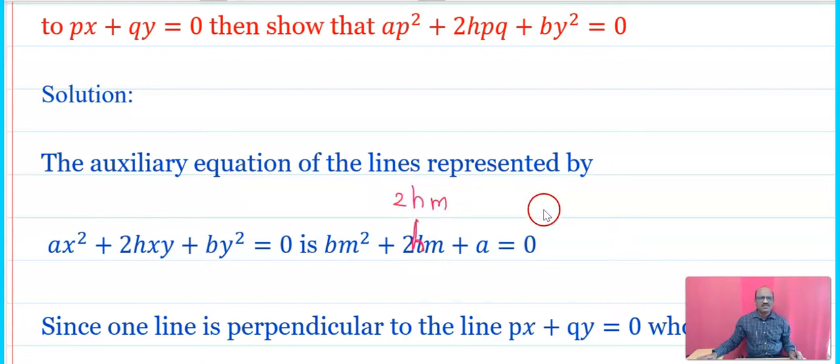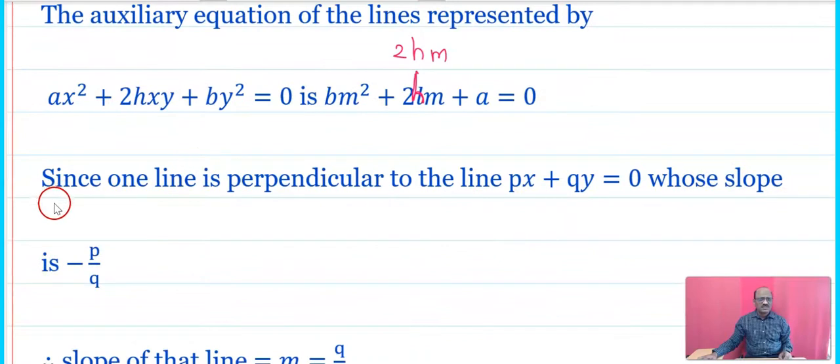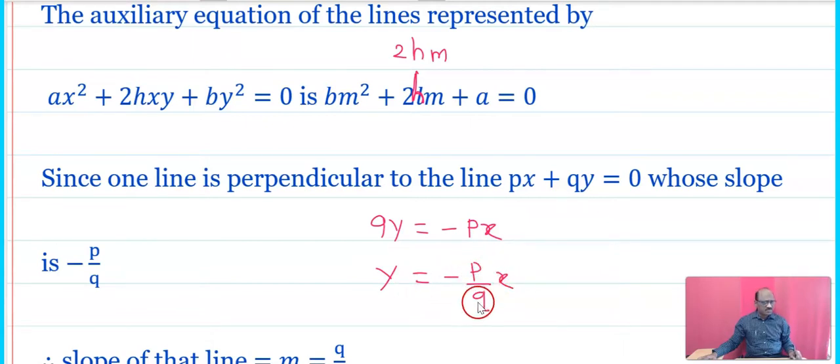2hm plus a is equal to 0. Since one of the lines is perpendicular to px plus qy is equal to 0, whose slope is? Now what is the slope of this line? I can write here qy is equal to minus px. Therefore what is its slope? That is y equals minus p upon q into x. The slope is minus p by q.